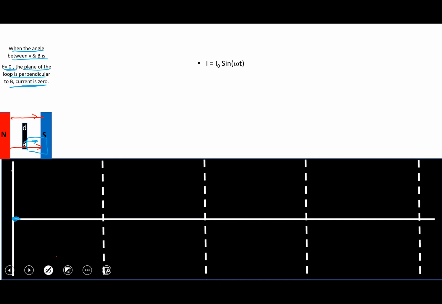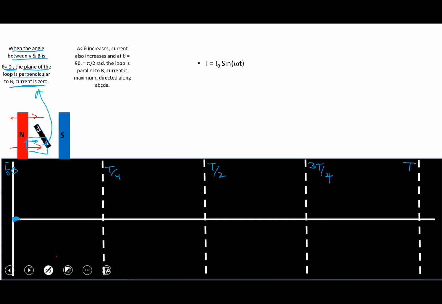So at 0 time, the time was 0. The time over here is T by 4. Again, the time over here is T by 2, 3T by 2, and over here 3T by 4, and over here it is T. So over here, the angle is 0 and the current is 0. Maximum current is basically placed over here. This is represented by I naught.